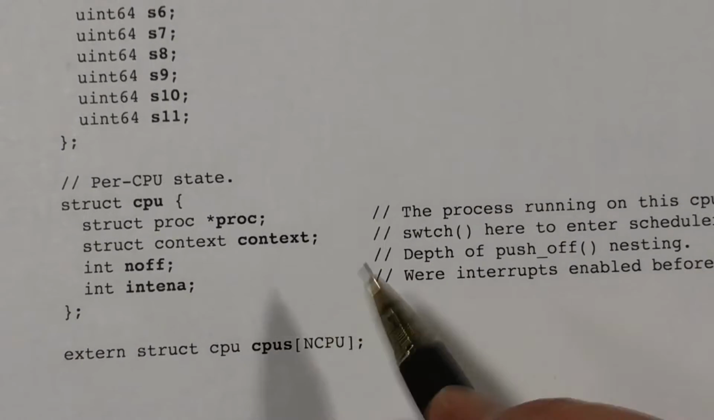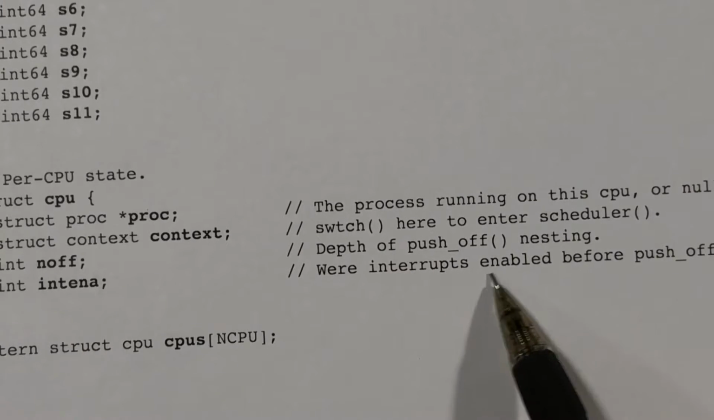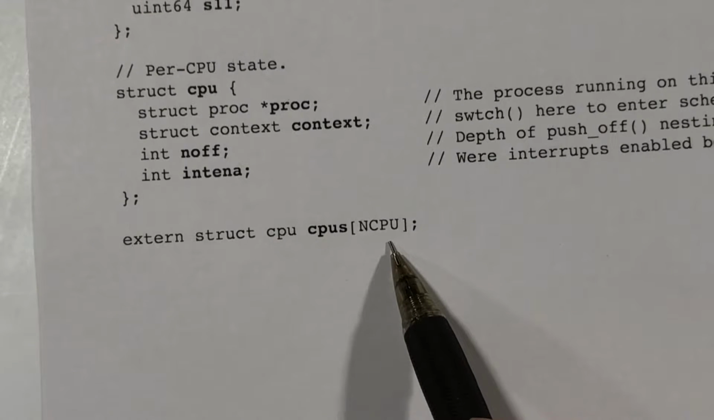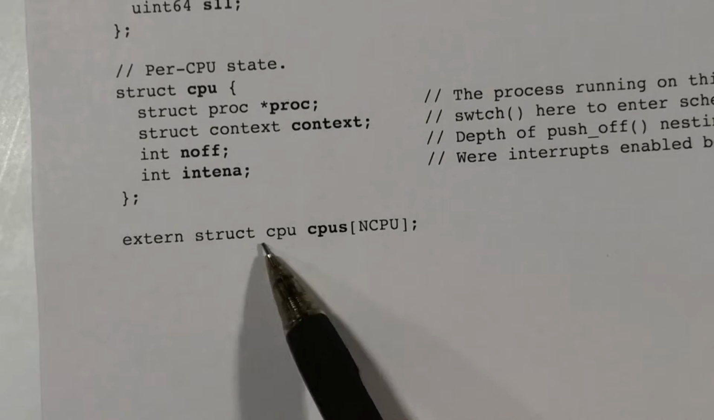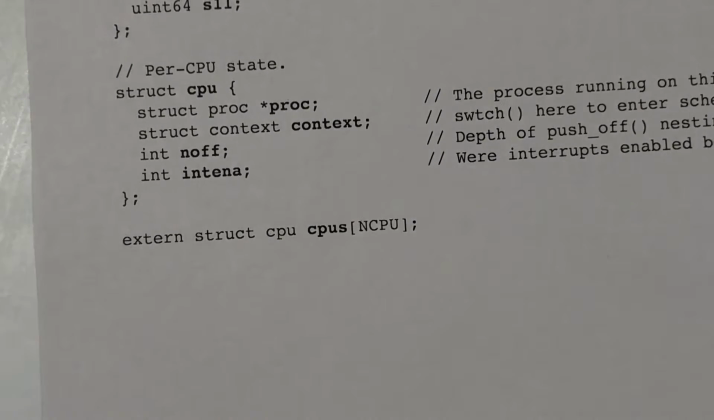And this remembers whether interrupts were enabled before the initial push off. And then here we have our array of, well, we have 8 CPUs, so it's an array of 8 elements of these structures.